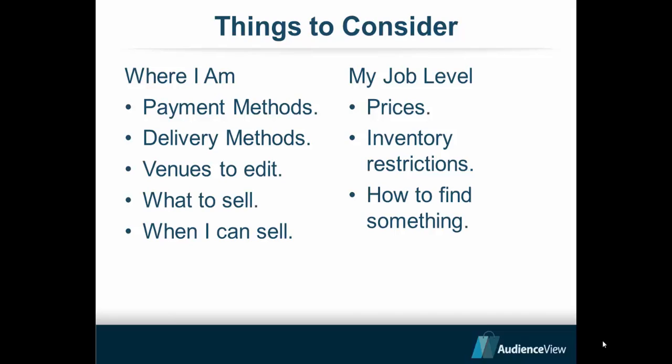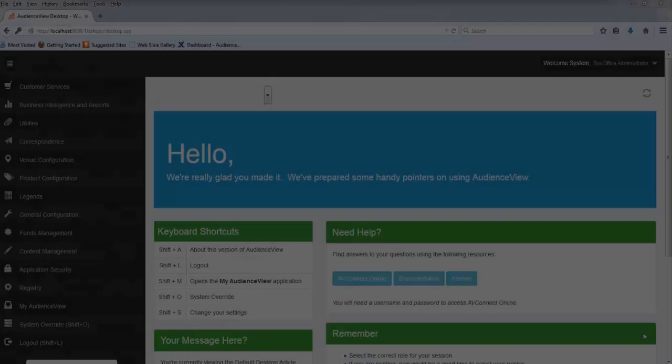The other thing to consider is my job level. Does my job level affect my pricing? Do I have inventory restrictions based upon who I am? Do I have access to particular holds? And how do I find something? Does my role dictate how I can find something? So for instance, development may have a different way of finding customers than the box office would.